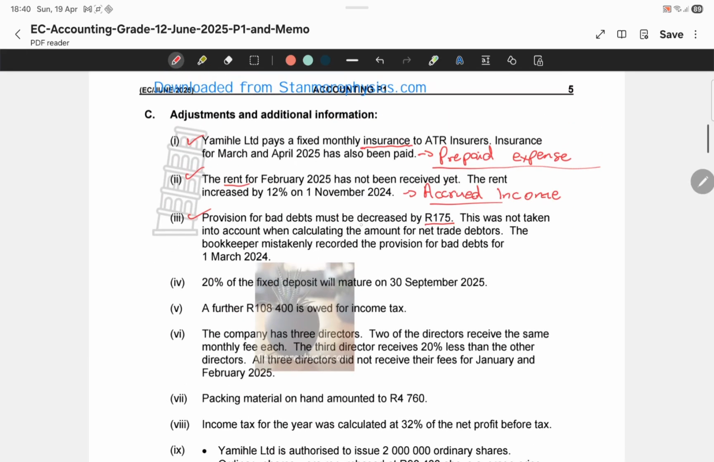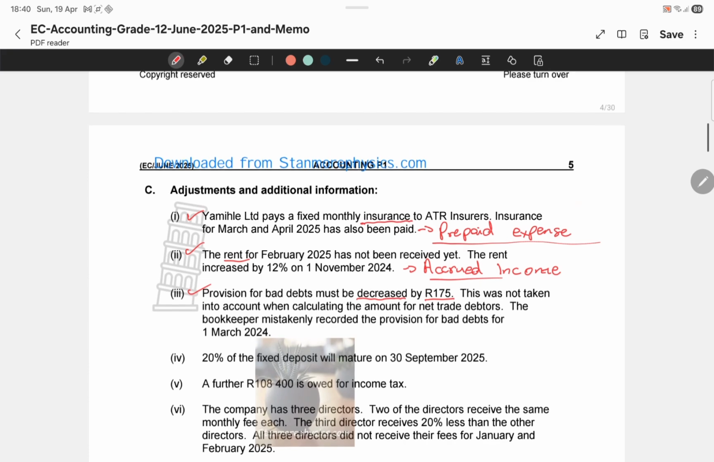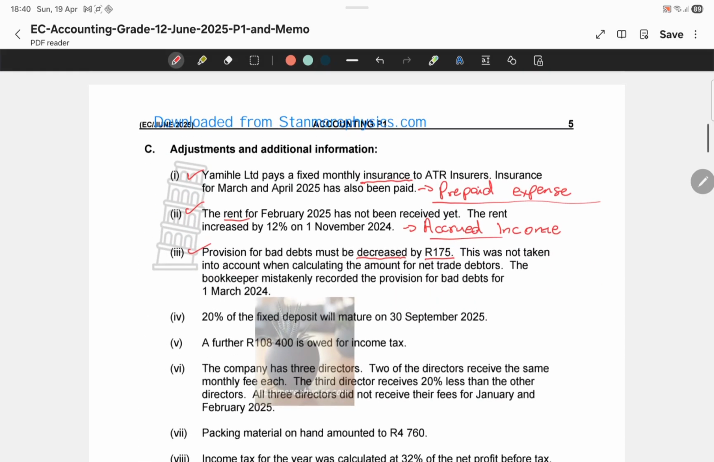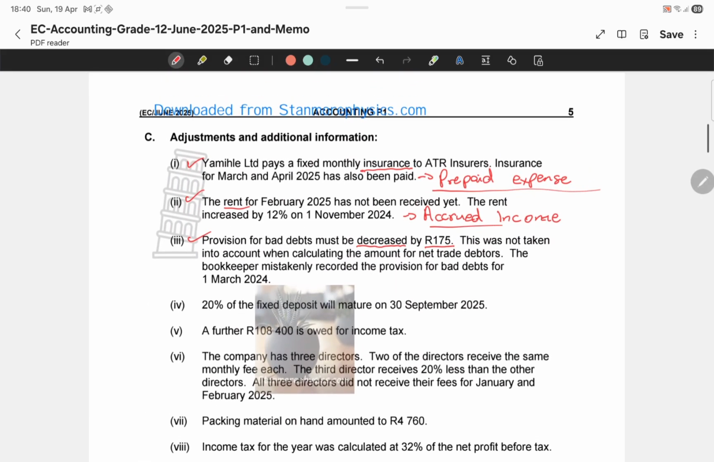They said the amount must be decreased. What he did is that he took the opening balance, which is 8,200, and decreased it from the trade debtors. Okay, now that he decreased the 8,200, we must no longer decrease this amount because he decreased more than he should have decreased. He should have decreased the 175 rands. Okay, what we are going to do is add this back only once. Why? Because there is no point of decreasing it anymore, since he decreased more than he should have decreased.